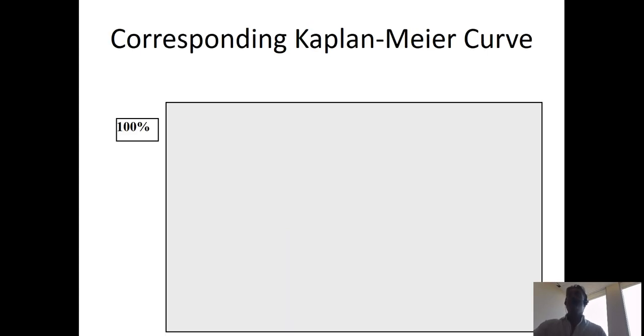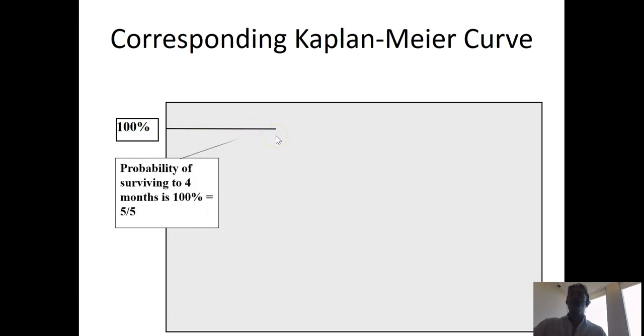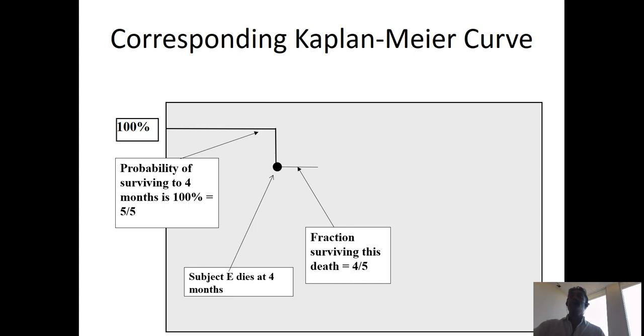So let's say we're graphing that on a survival curve. Here, as time goes on, 100% of people are still alive. Fantastic. But at 4 months, something horrible happens. At 4 months, this guy dies. So our probability of being alive comes down. The fraction of people alive at this point is 4 out of 5. It was 5 out of 5. Now it's 4 out of 5. Cool. We're still together on this.